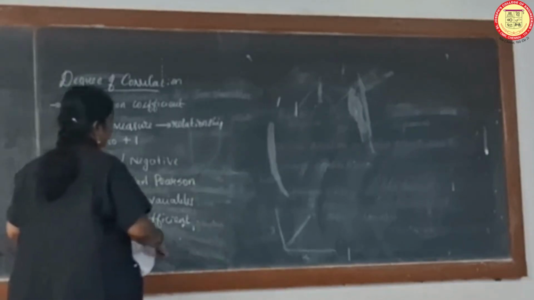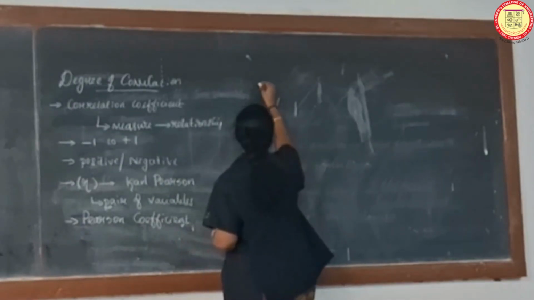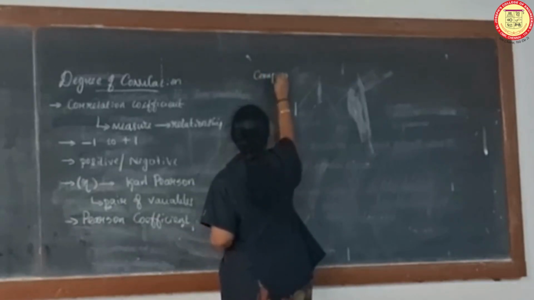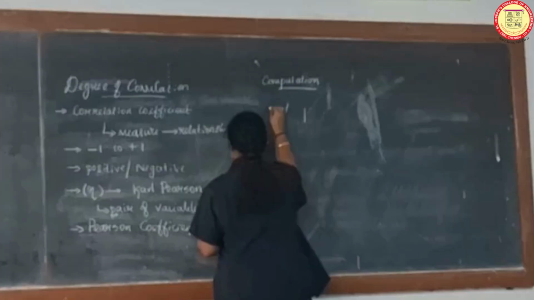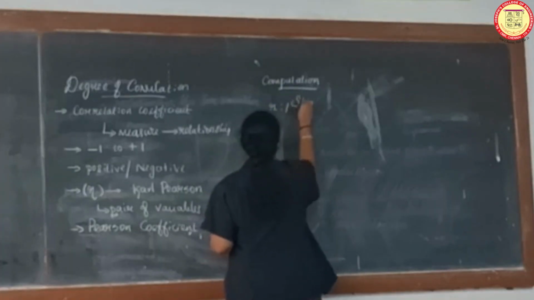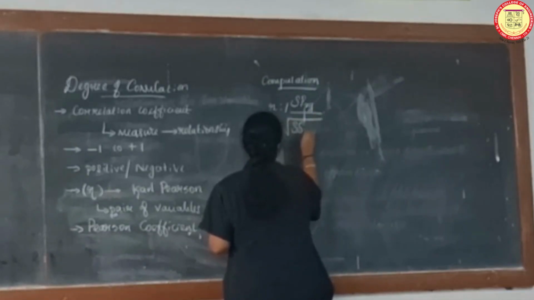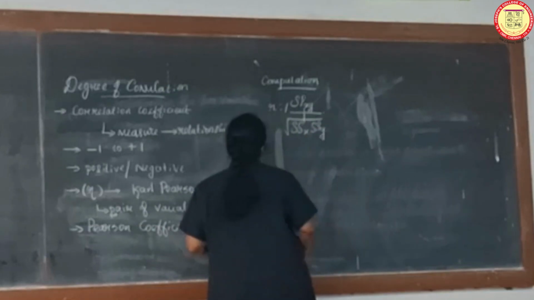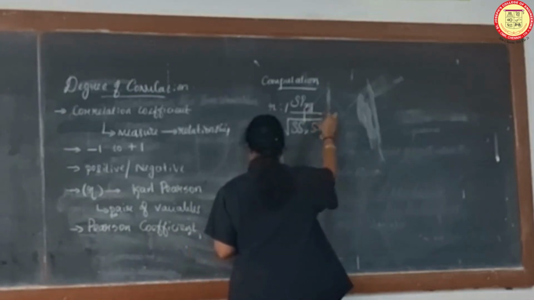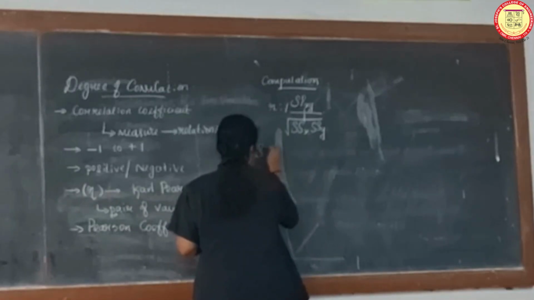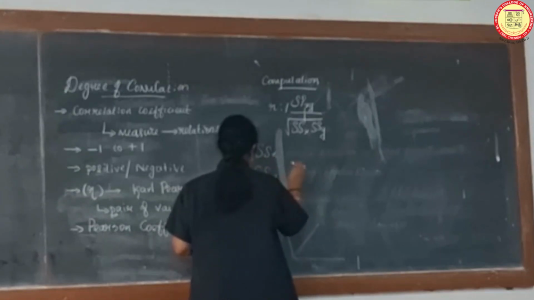Now we are going to see how to calculate this correlation coefficient. By using the computation formula, R can be calculated as R is equal to SPXY divided by the root of SSX times SSY. SPXY represents the sum of products, and the denominator terms are defined as SSX and SSY. SSX means sum of squares of x values, and SSY means sum of squares of y values.